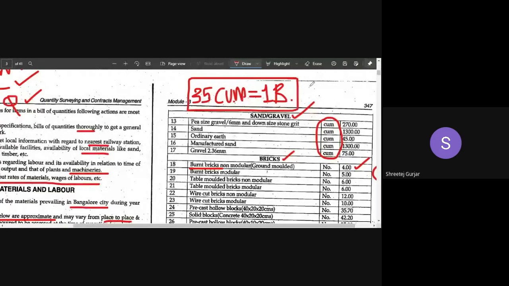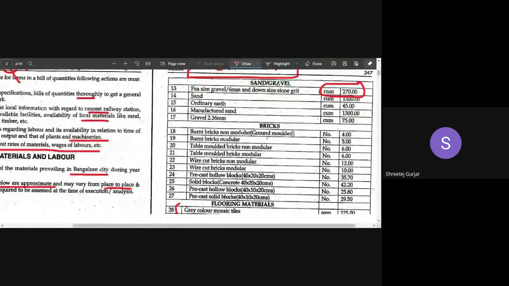Sorry, sir, 2.3 meter cube. Yes, 2.83 meter cube is equal to 1 brass. So whatever we have written now is correct. This is the conversion that you can use in your field. If you calculate in cubic meters, you can convert it to brass using this relation. Can we move on to the next thing now?